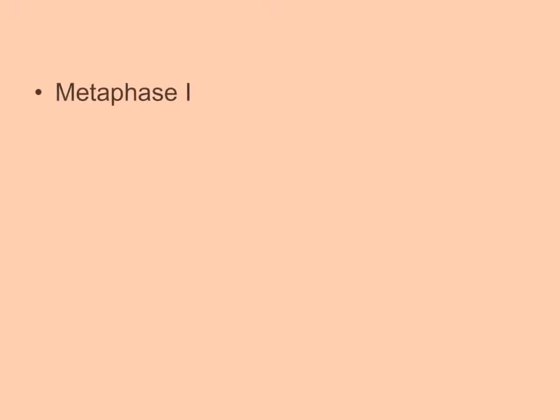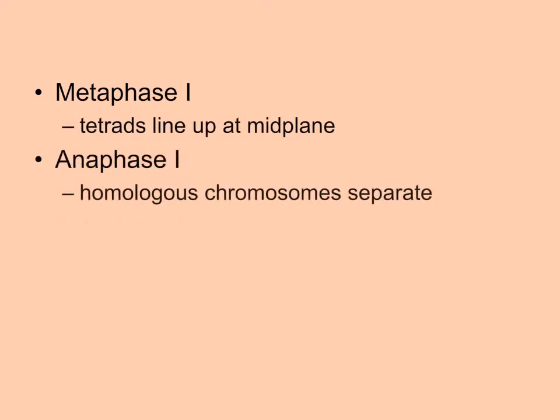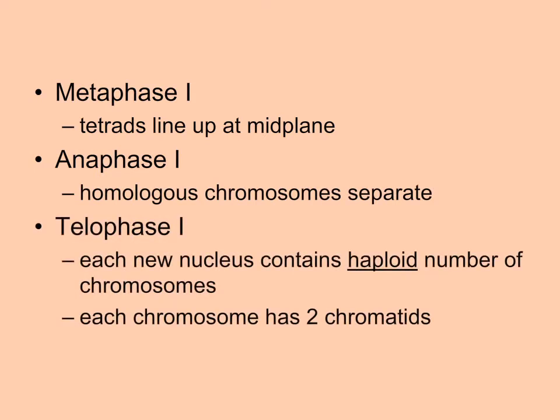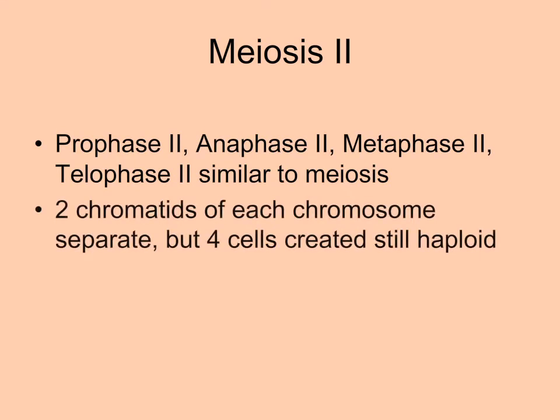In metaphase 1, the tetrads line up in the midplane of the cell. In anaphase 1, the synaptonemal complex breaks down and the homologous chromosomes separate. In telophase 1, the new nuclei created are haploid, as they now contain only one set of homologous chromosomes. But each chromosome is still composed of chromatids. The second round of cell division is very similar to mitosis. In metaphase 2, the chromatids separate to form 4 haploid cells.